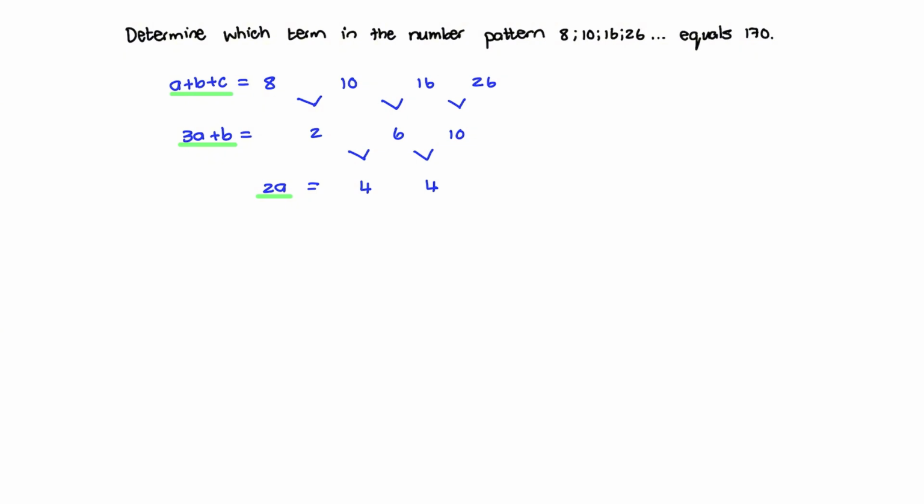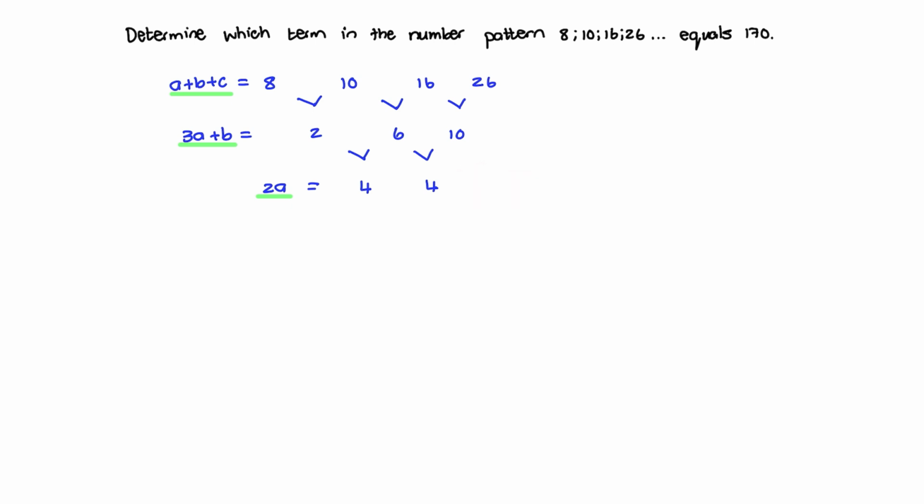First, I recognize that this is a quadratic number pattern because we have a constant second difference, and we explained this concept in the previous video. So let's quickly see what I did here. I took 10 and subtracted 8 from that, and I got 2. Then 16 minus 10, and that is 6. And then 26 minus 16. And that gave me the first differences. Then I repeated that to find the second differences.